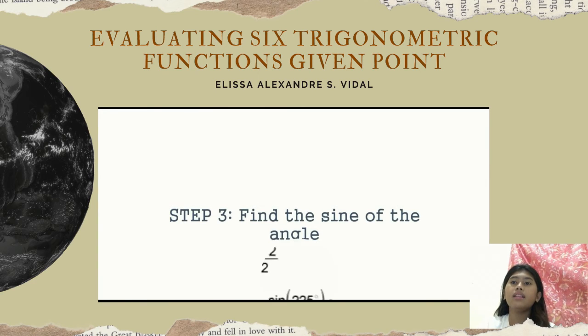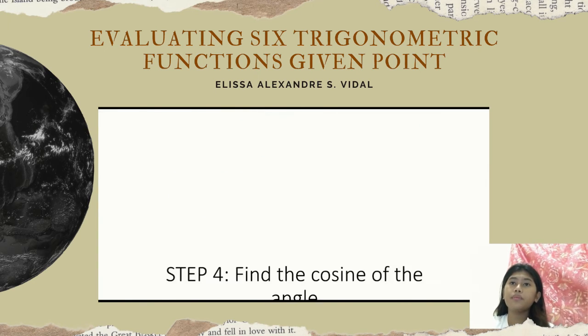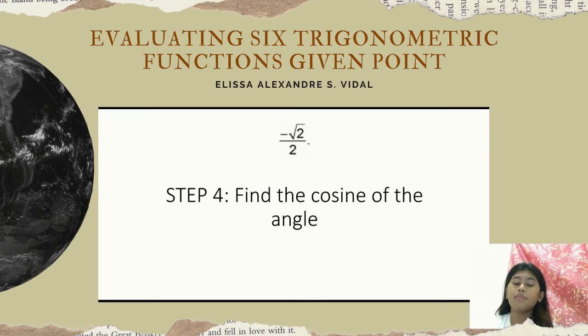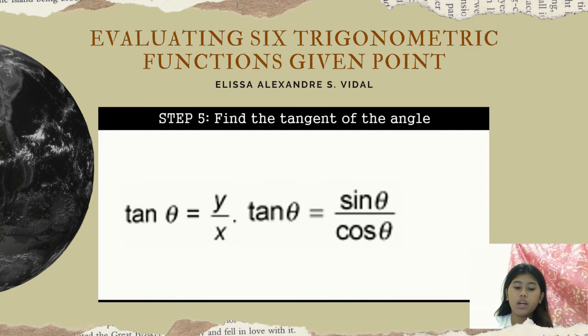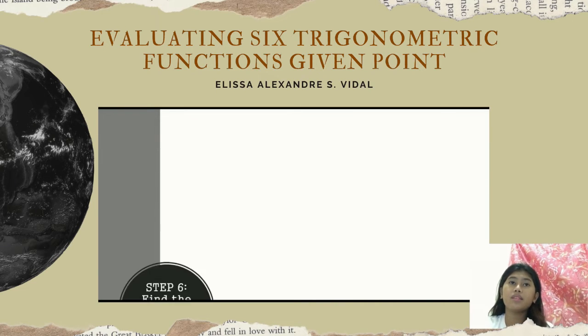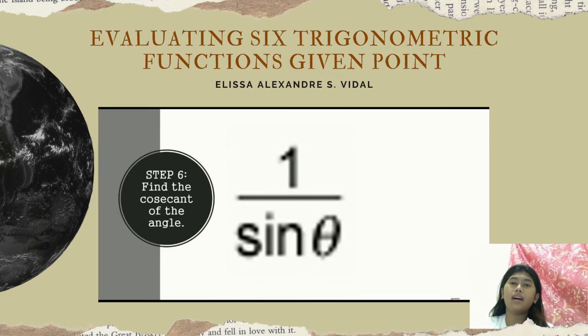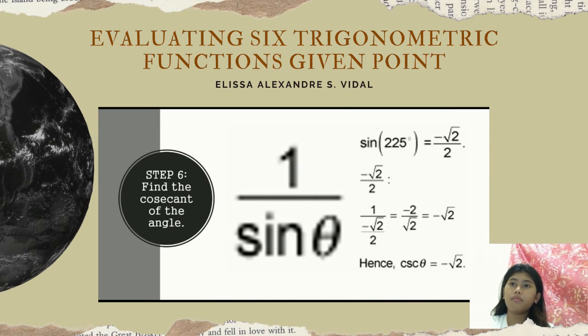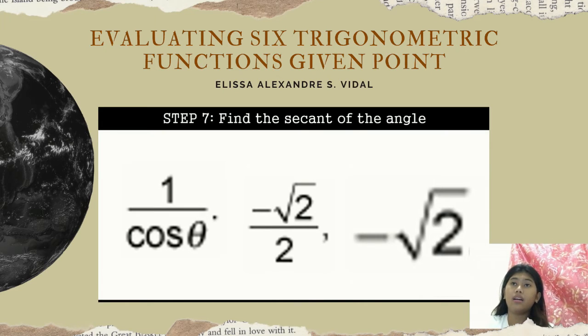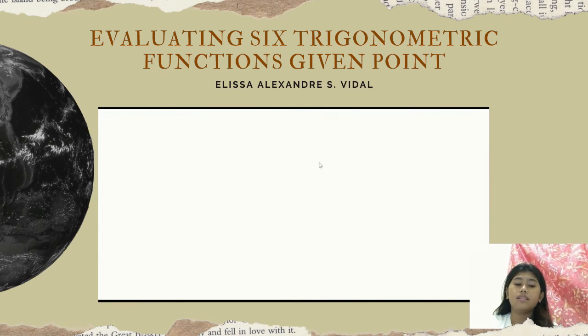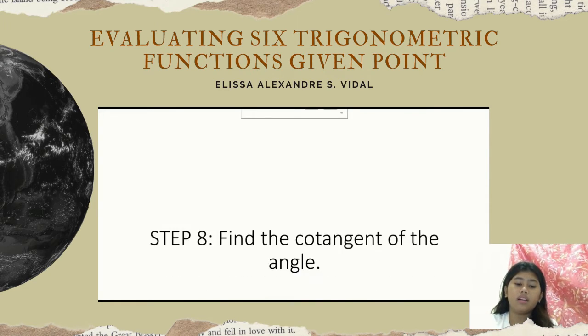Step 3. Find the sine of the angle. Step 4. Find the cosine of the angle. Step 5. Find the tangent of the angle. Therefore, you can divide the sine by the cosine to get the tangent of 225 degrees, which is 1. Step 6. Find the cosecant of the angle. Step 7. Find the secant of the angle.